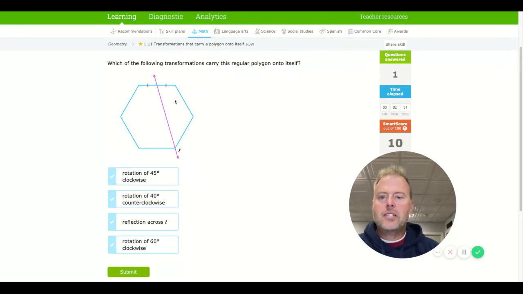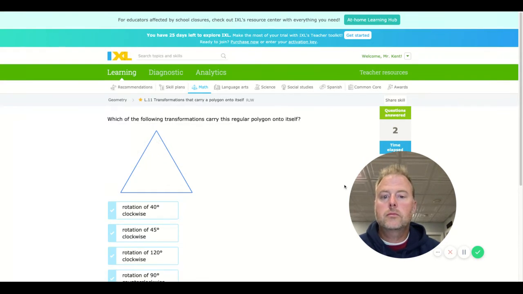Well, this is 360 all the way around. And you've got 6 sides. It's a regular polygon, so 360 divided by 6 would be 60 degrees. Do we have that as an option? Well, they're giving us 45, 40, and down here they're giving us 60. So that would actually make sense. So rotation of 60 degrees clockwise would work. Okay.